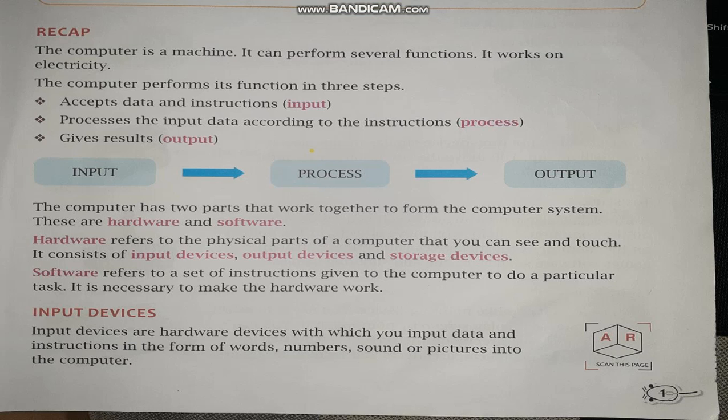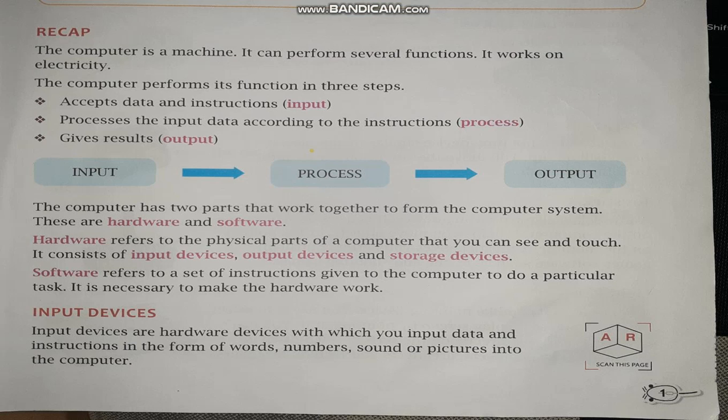It works on electricity. The computer performs its function in three steps. These are input, process and output. This is called the IPO cycle. The computer accepts data and instructions, which is called input. Then it processes the input data according to the instruction, which is called process, and gives a result, which is our output.